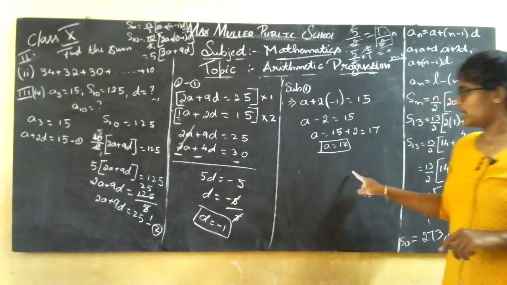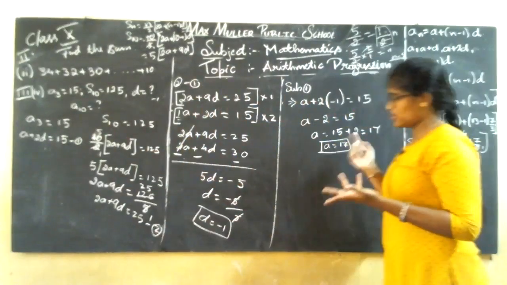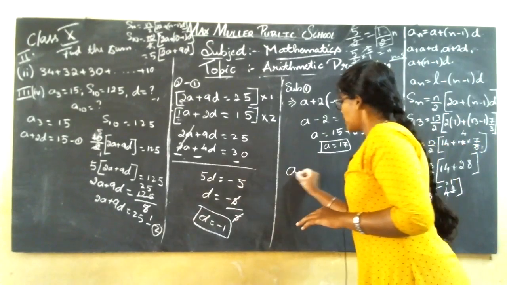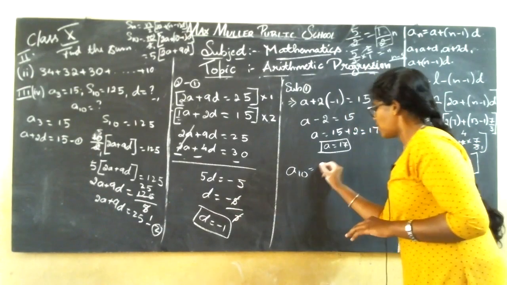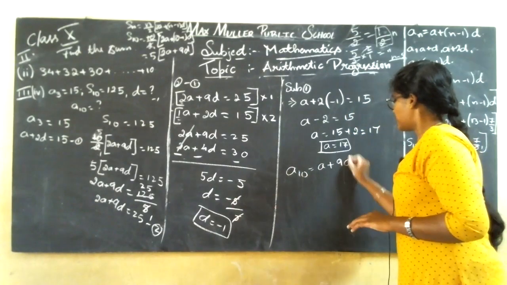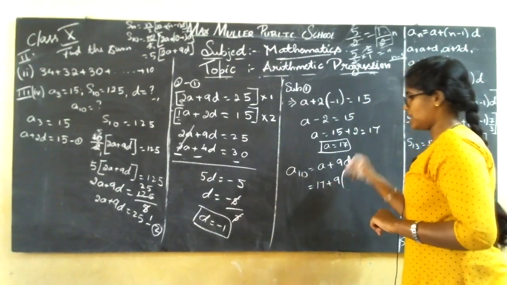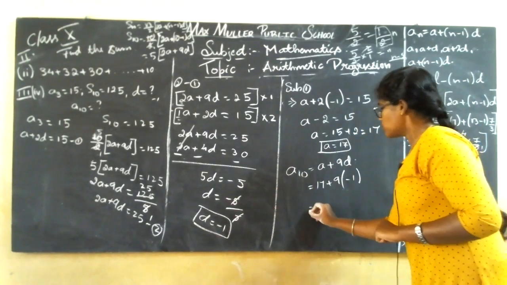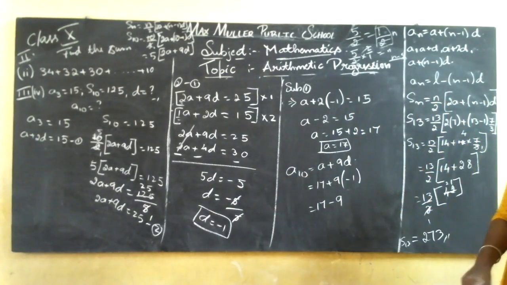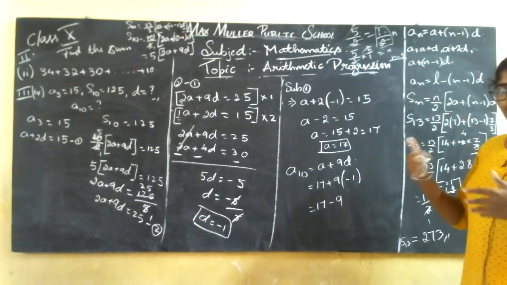Now you know a and d value. Now what you need to find? a10. Directly you will find, no. When you know a and d, do you want to put it in the Sn formula? No. Directly. So a10 is equal to, what is the formula? a plus n minus 1, 10 minus 1, 9d. Now a value is 17 plus 9 into what is the d value? Minus 1. So 17 minus 9. In 17, if 9 goes, what happened? How much is that, children? So 9, 10, 11, 12, 13, 14, 15, 16, 17.